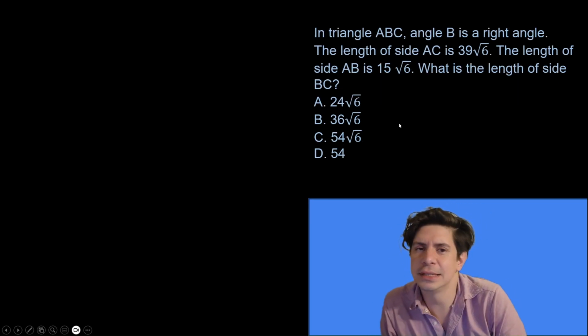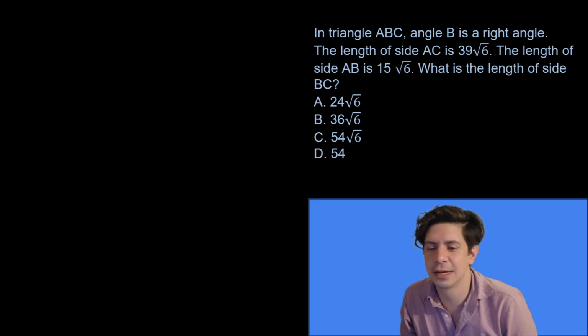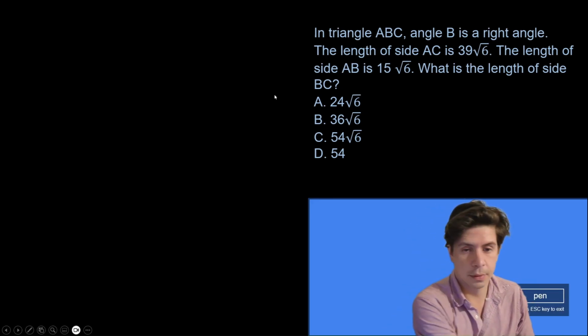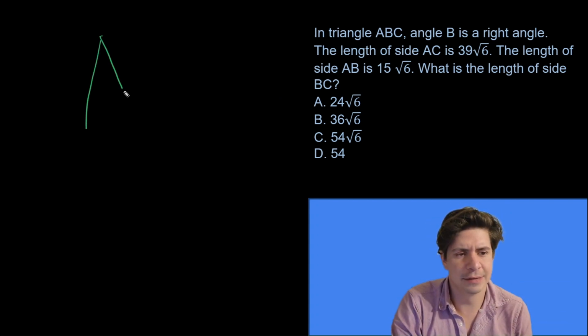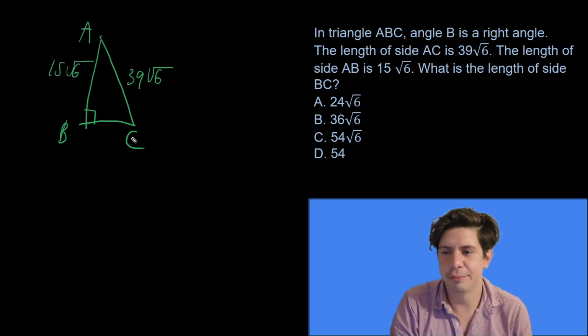In triangle ABC, angle B is a right angle. The length of side AC is 39√6. The length of side AB is 15√6. What is the length of side BC? So we're going to draw this one out. So we have a triangle. It doesn't have to be Michelangelo level skills. We just have to make a rough sketch. A, B, C. Length of AC is 39√6. Length of side AB is 15√6. What is the length of side BC?